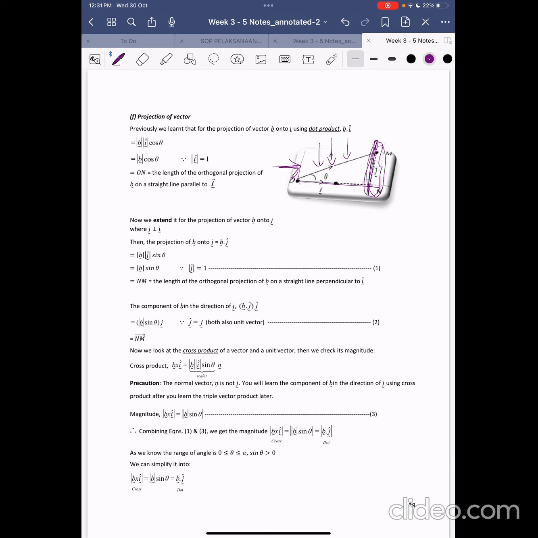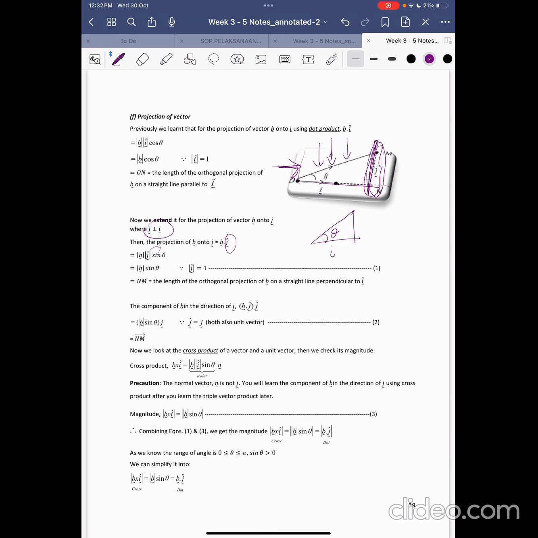J and I are actually perpendicular to each other. So B dot J is with the unit vector, and the magnitude of the unit vector is 1. That's why we get B sin theta. It's like this.